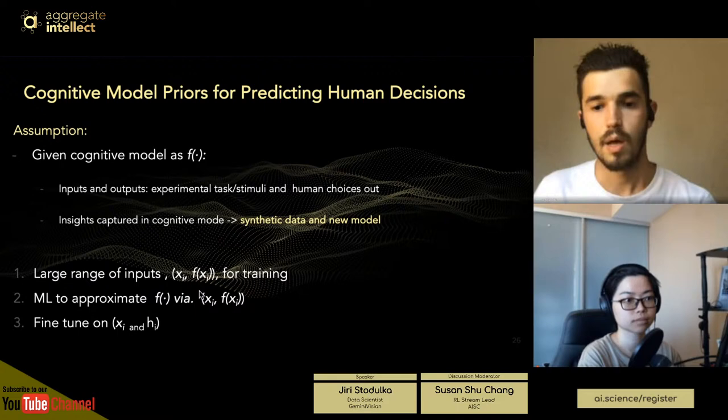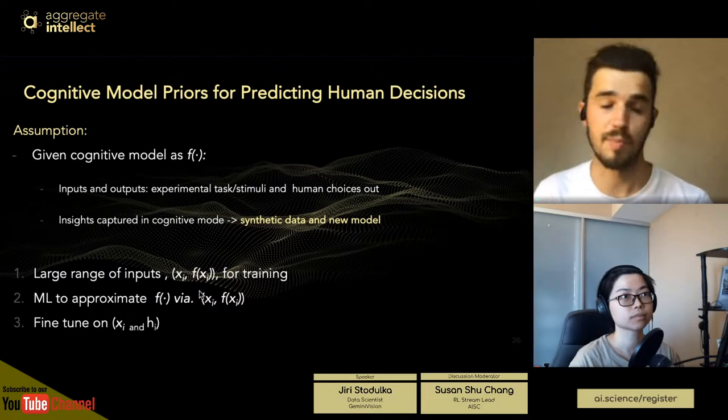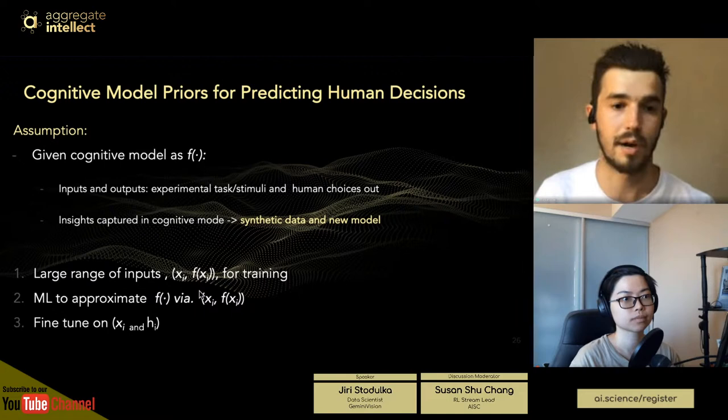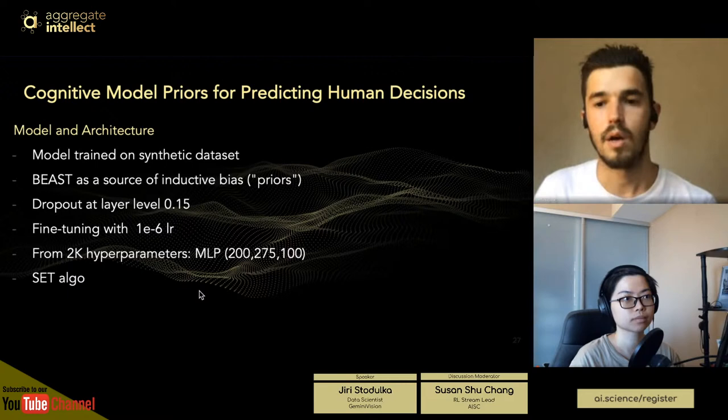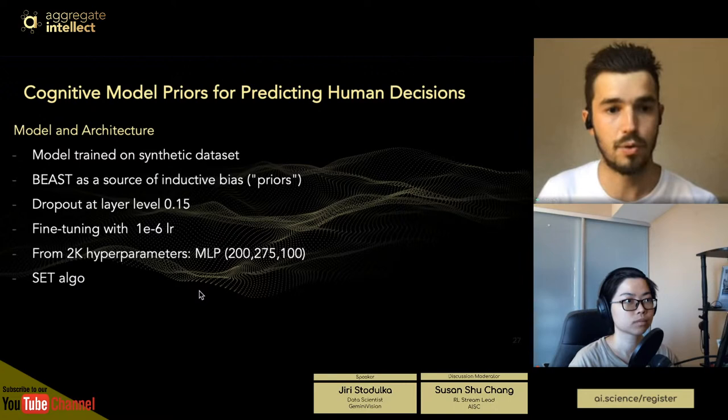And finally, they fine-tuned the resulting model on a small, real human data set with features X and human target labels H. So this model at a high level consists of generating a synthetic data set from cognitive models that can be used to establish informative priors for machine learning algorithms. They overcome data scarcity, and they introduce an inductive bias, which transfers BEAST into the model's internalized weights. And they used dropout and fine-tuned the final model on a small data set.